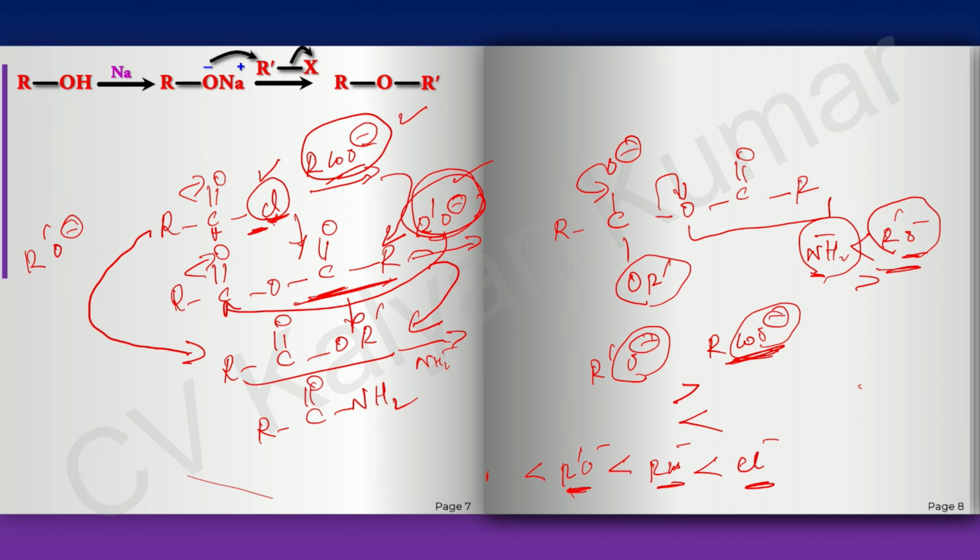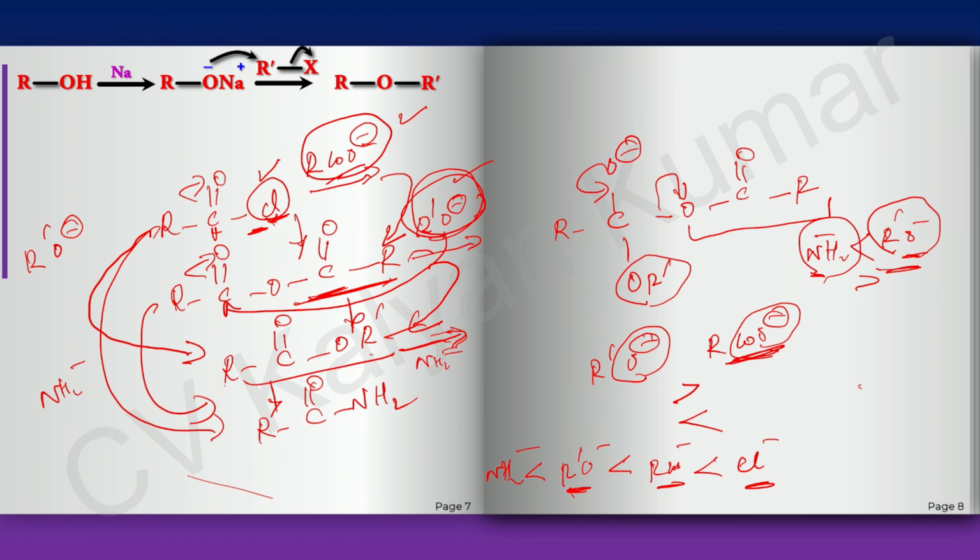So NH2 minus is the worst of all the leaving groups, which means if I put NH2 minus here, I'm going to get this one. Which means if I put NH2 minus in any of the above, they will also give me this. So anything on top can give me anything at the bottom. The converse is not true.